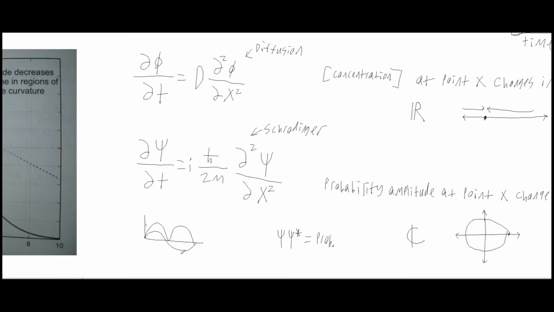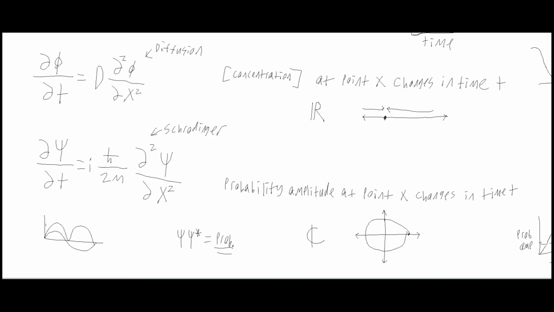interpret in any sort of physical way, which is why we use this Born rule here. By multiplying it together, we get all positive numbers, and that gives us the probability. So anyway, I hope that made this connection between the diffusion equation and the Schrodinger equation a little bit easier to understand. So I thought I'd just put this little interjection in here. And now back to the rest of the video.